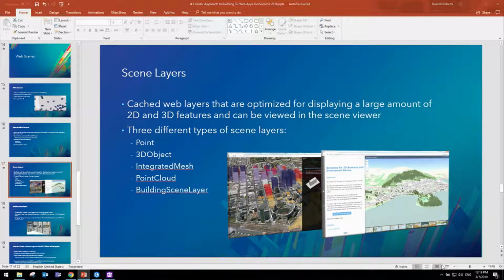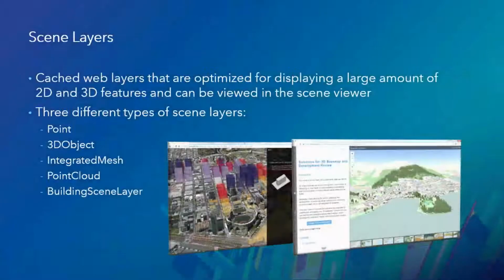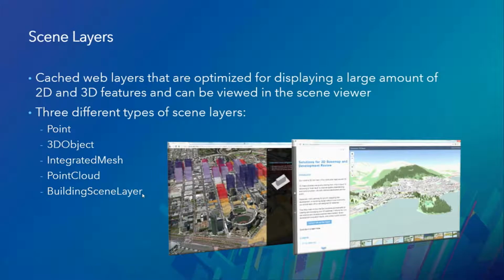So let's talk a little bit about scene layers. Scene layers are a 3D layer that we use across the platform. You can use scene layers not only in web scenes, in the scene viewer and the API, you can use these scene layers as well in ArcGIS Earth, in a runtime application. You can bring them back into Pro if you wanted to.